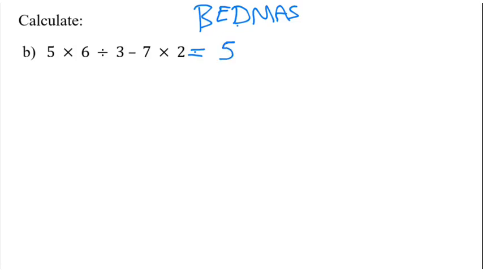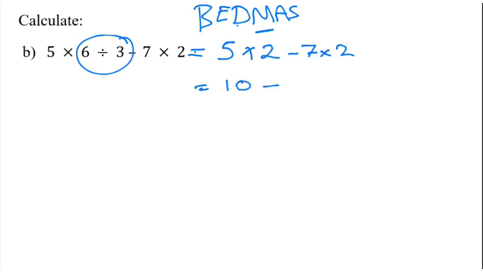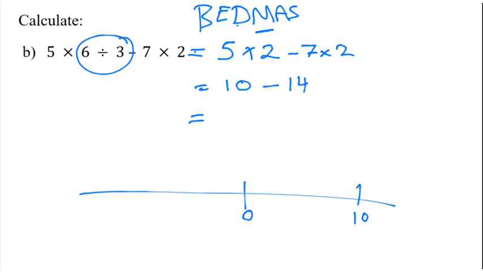So I'm going to say, right, 5 times, now 6 divided by 3. 6 divided by 3 is 2. And then I've got -7 times 2. Okay, so now I need to think, do I have any multiplication? Yep, so I've got 5 times 2, which is 10, and I've got 7 times 2, which is 14. And now if I think on my number line, if I start at 10 and I take away 14, that's going to take me down to -4.